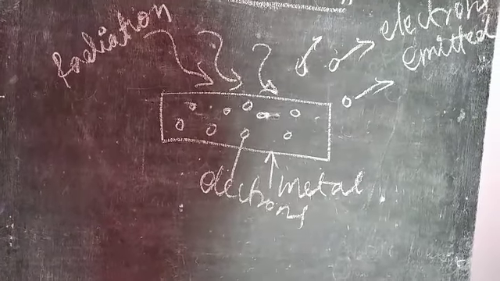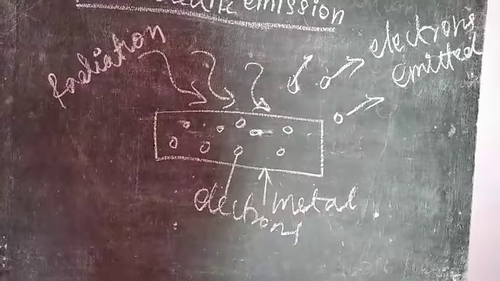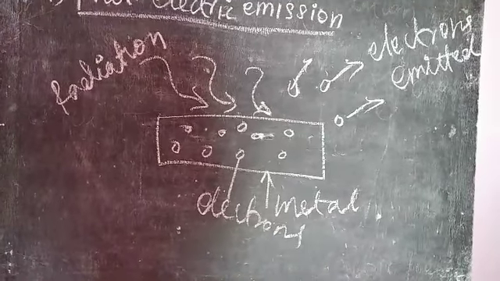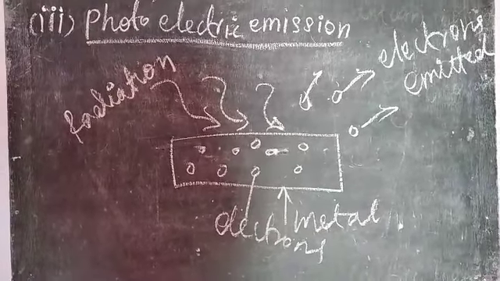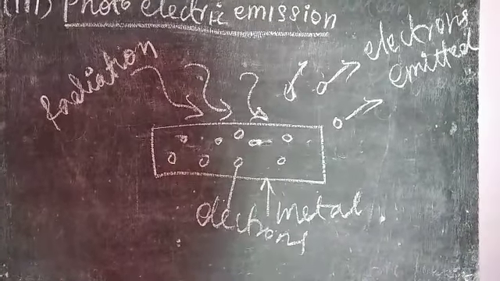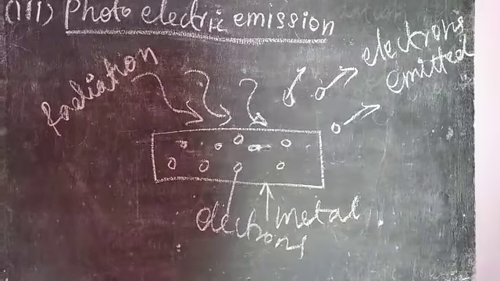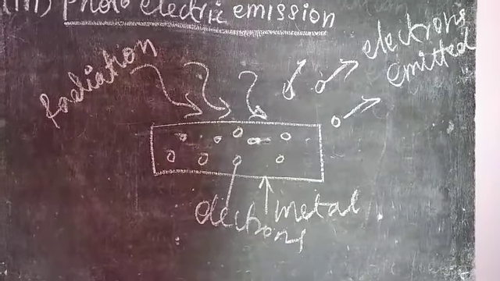Examples: photodiode, photoelectric cells are examples of photoelectric emission. A photoelectric cell is a device used to convert light energy into electrical energy.